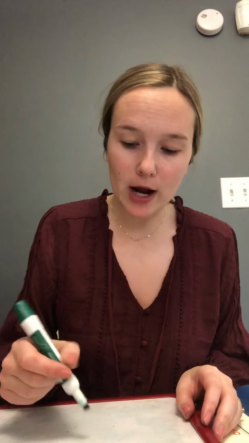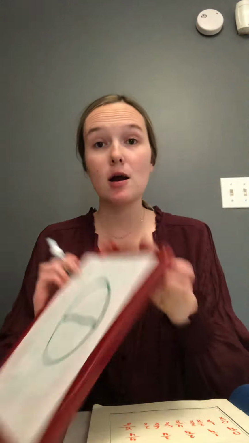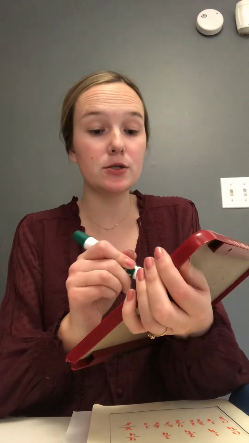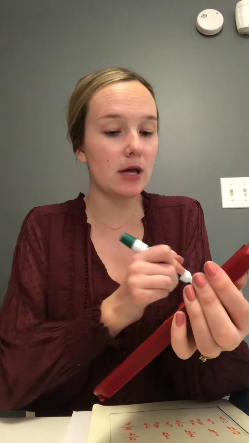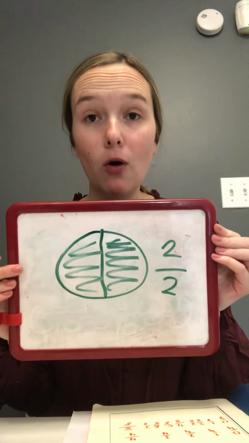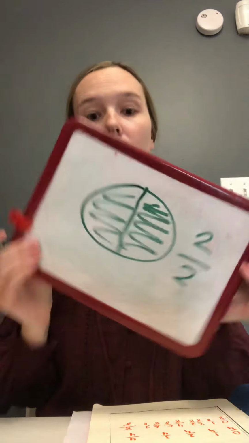So a whole fraction, remember, if we have our piece of pizza right here and it has two parts to it, our bottom number is 2. And if I color in both sides of this, the numerator, the top number, is also going to be 2. This means I have a whole because both parts are colored, so 2 out of 2 makes it a whole.